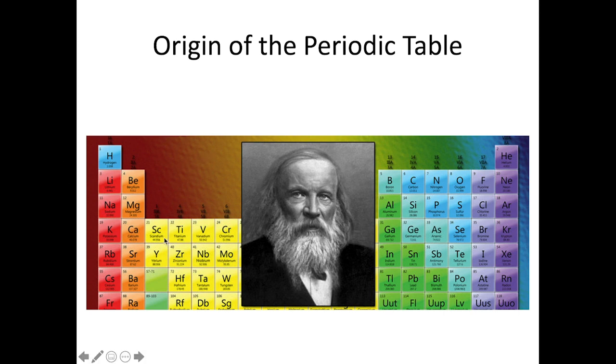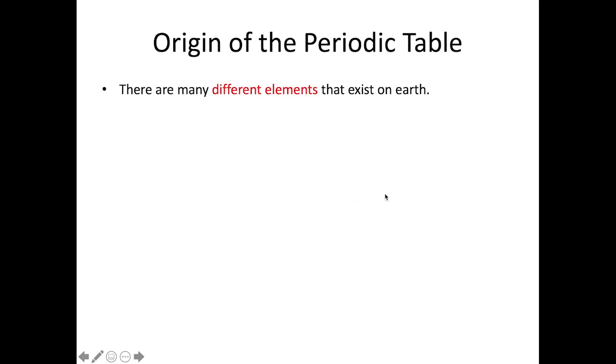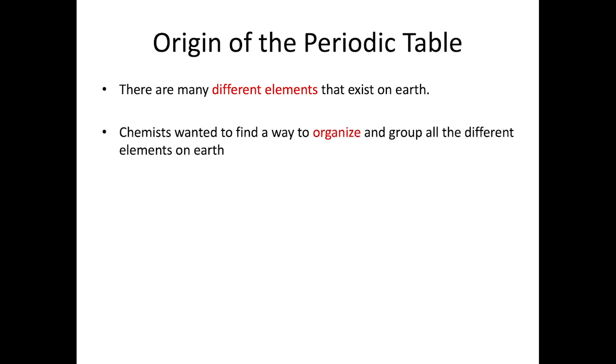So all of the different elements that exist around the world, things like hydrogen, oxygen, fluorine, you'll remember if you know what fluoride is, which is in your toothpaste, neon gas, aluminum, silicon, all of the different elements that make up all of the things that we use in our life are classified on this periodic table. So there are many different elements that exist on Earth.